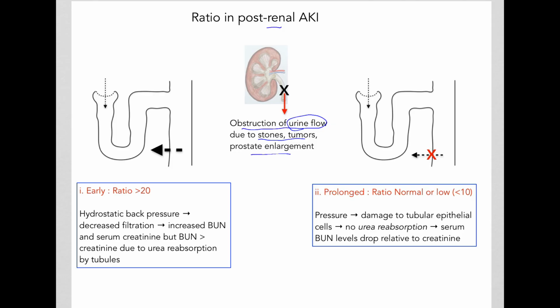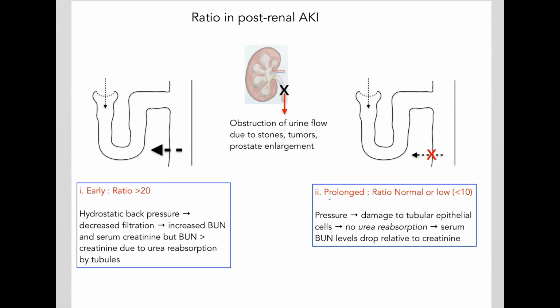So if the urine doesn't flow out, there's going to be hydrostatic back pressure due to the urine accumulation, and that is going to decrease the glomerular filtration rate. And once again, this is going to cause an increase in BUN as well as serum creatinine. But because of reabsorption, the BUN is going to be greater than creatinine. And so in the early stages of obstruction, we can expect the ratio to be greater than 20.